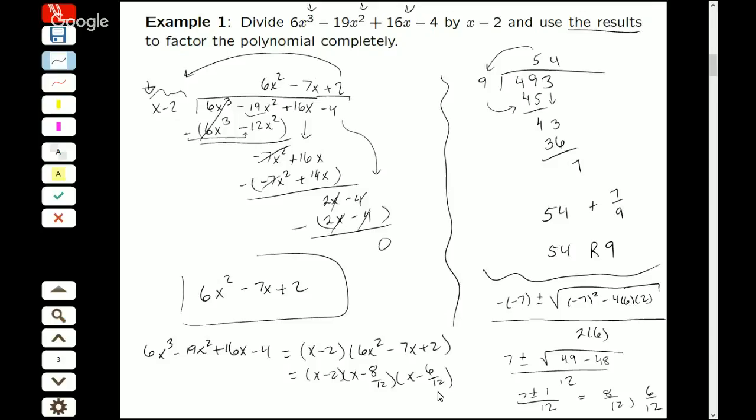Question? So if, let's say, it was 6x to the fourth, but then it jumped to 19x? Put a 0. Put a 0 in there. In fact, I'm going to do that. I think that's the next question.